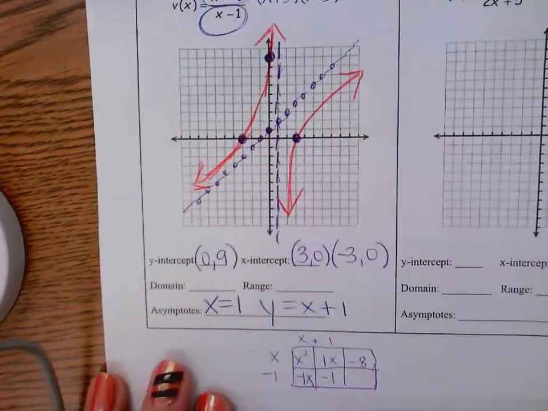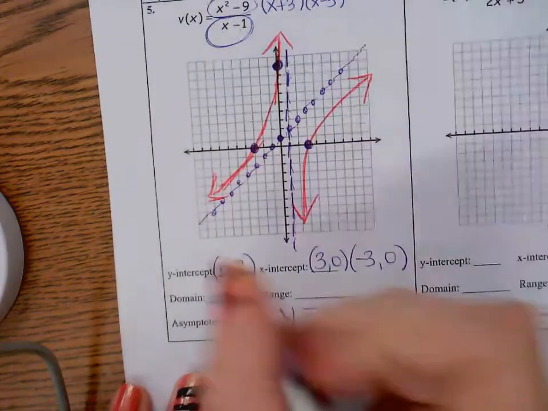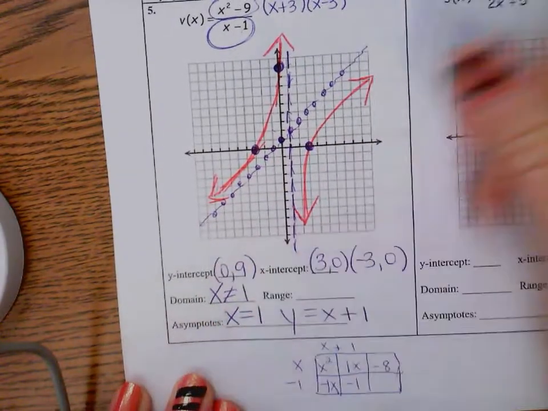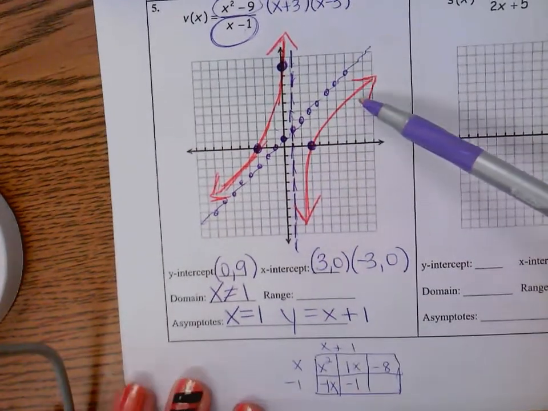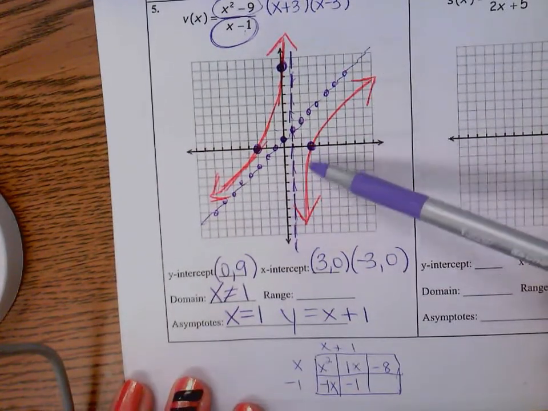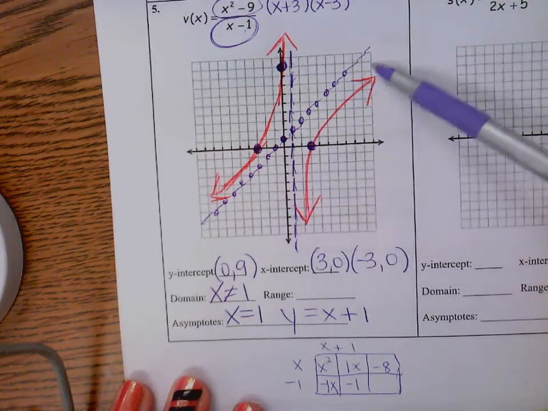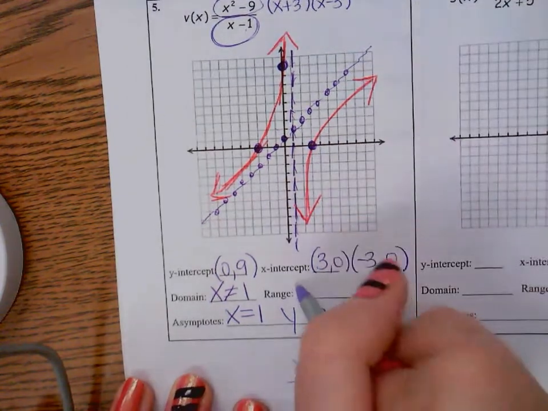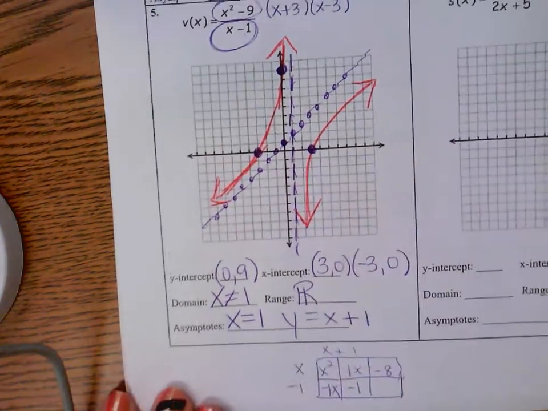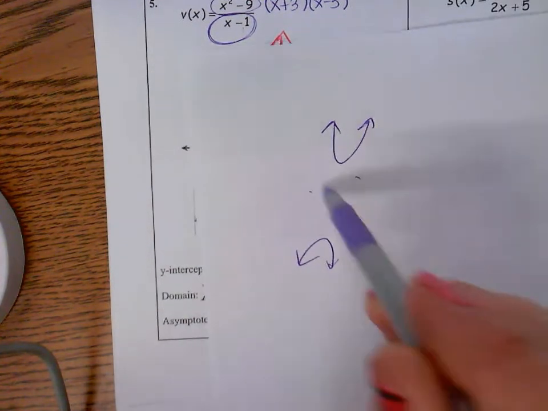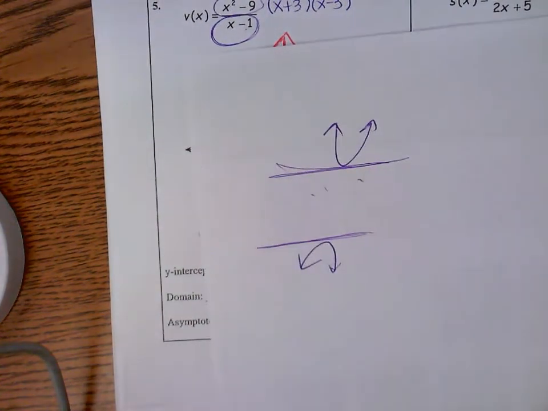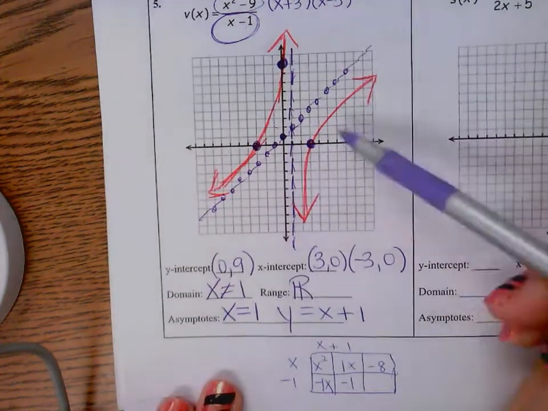Your domain is still x cannot be 1, because I still have that vertical asymptote at 1. But your range now has no restriction, because these arrows keep going forever and ever because there was no horizontal asymptote. So in this problem, your range is actually all real numbers. So when you have a slant asymptote, if it looks like this, it might have a domain restriction, right? I can't be between there and there. But if it looks like this, it goes forever.